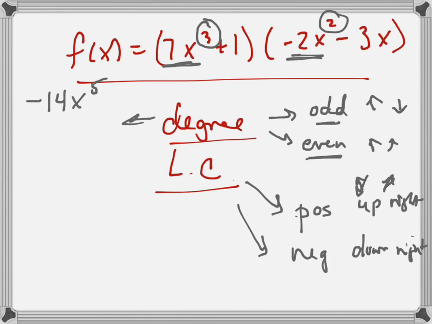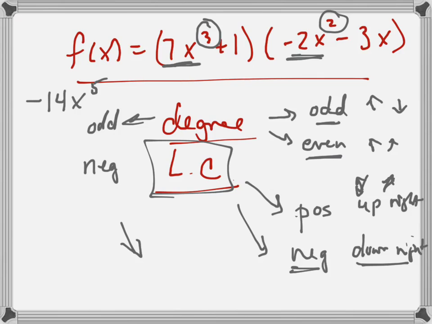Okay. So what's the degree? Odd. And what's the leading coefficient? Negative 14. Negative. And so what's the end behavior? Let's start with leading coefficient. Negative means it goes down to the right. And odd means it is opposite directions. So that's my end behavior. Okay. That's all it's asking for.